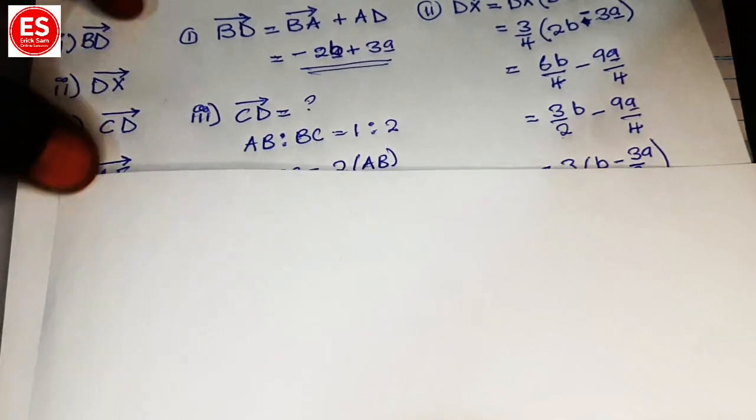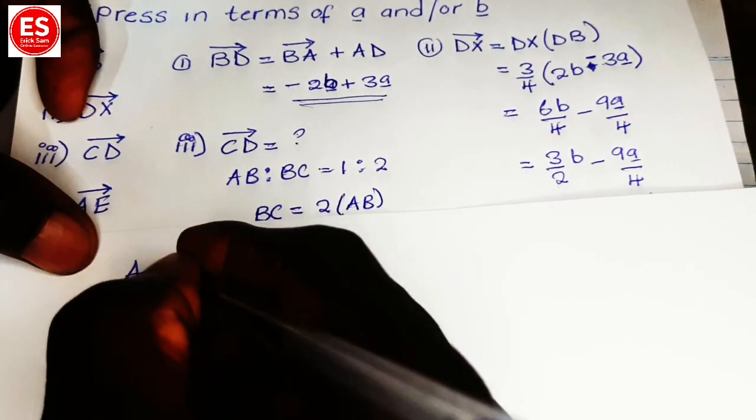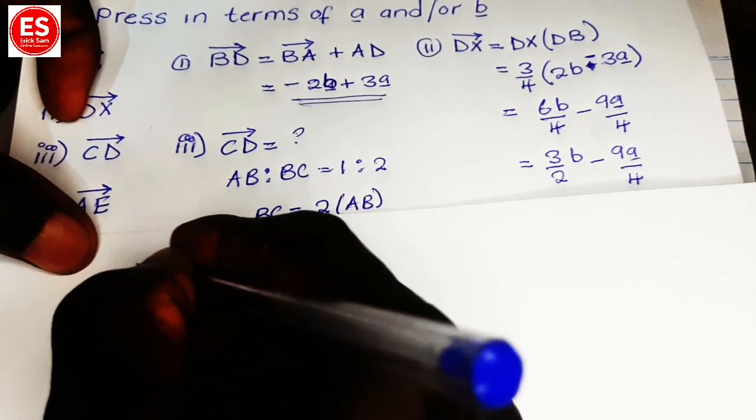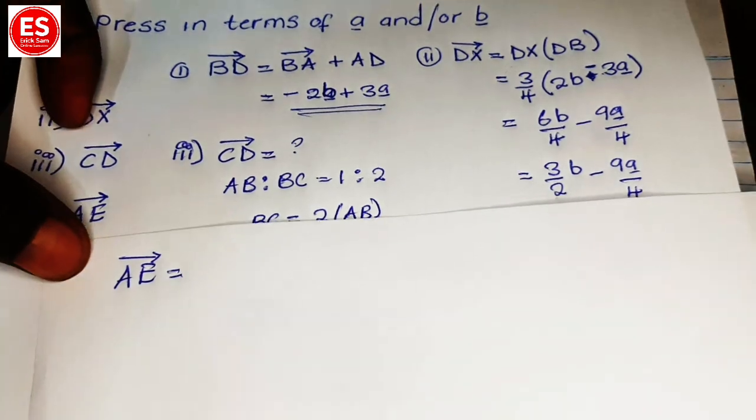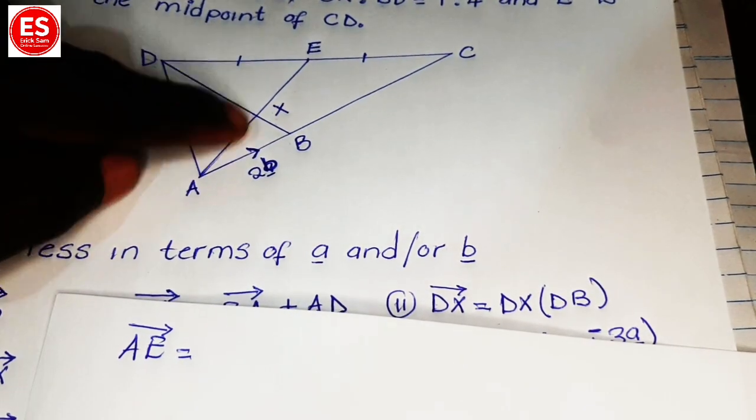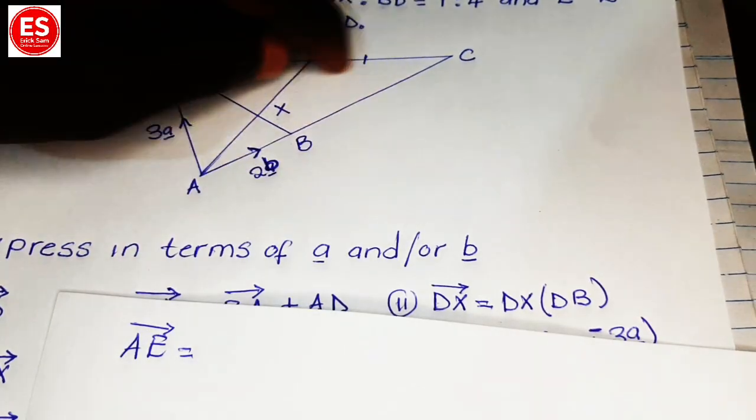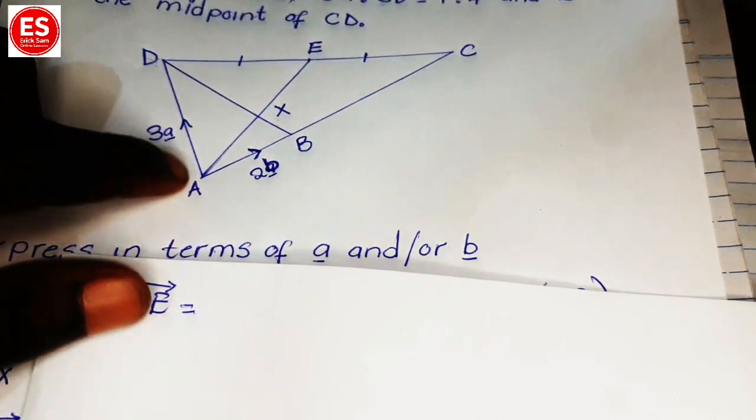AE. Okay, AE. Now to find AE, A to E, you're going to say A to E. Remember A to E is here, so from A you're going to E, so you can use this distance or the other distance like this, right? So let's use this one.